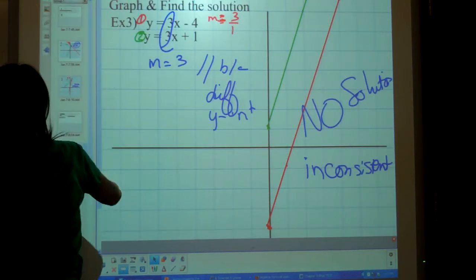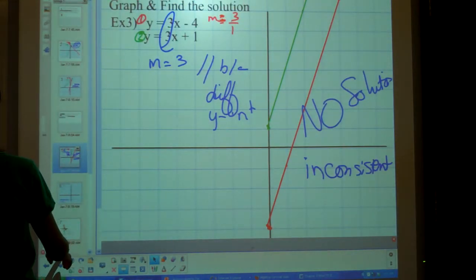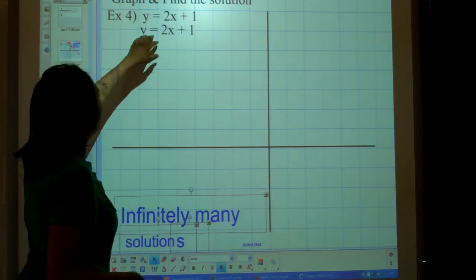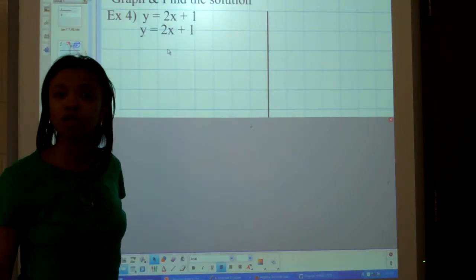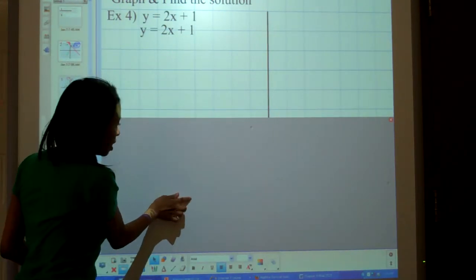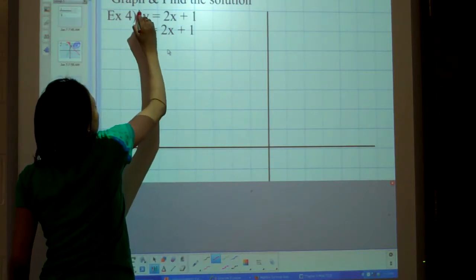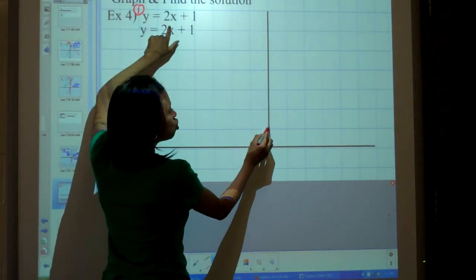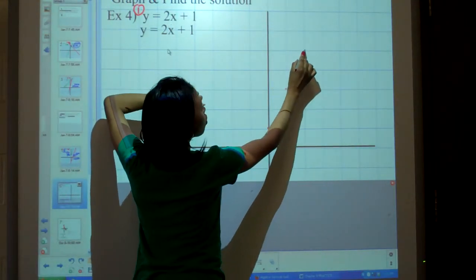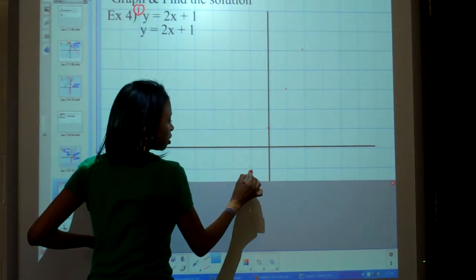Next problem here, we're going to graph and find this one. And I'm sure you're saying, oh, Miss Hapworth, this one is no solution as well. Well, let's look and see. Again, using the first one as my red. Y-intercept is at 1. My slope is 2. Rise 2, run 1. Rise 2, run 1. Fall down 2 to the left 1.